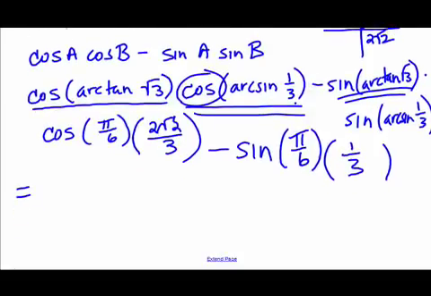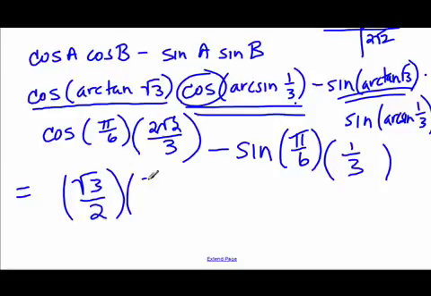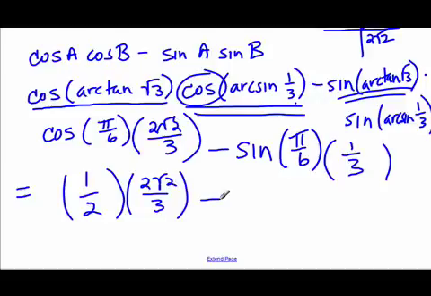What's the cosine of pi over 6? The cosine of 30 degrees. Root 3 over 2. We're going to take that times 2 root 2 over 3. Wait a minute. The cosine of 30 degrees is 1/2. That should be 1/2. The cosine of 30 degrees is 1/2. Minus the sine of 30 degrees. There's where we have root 3 over 2 times 1/3.